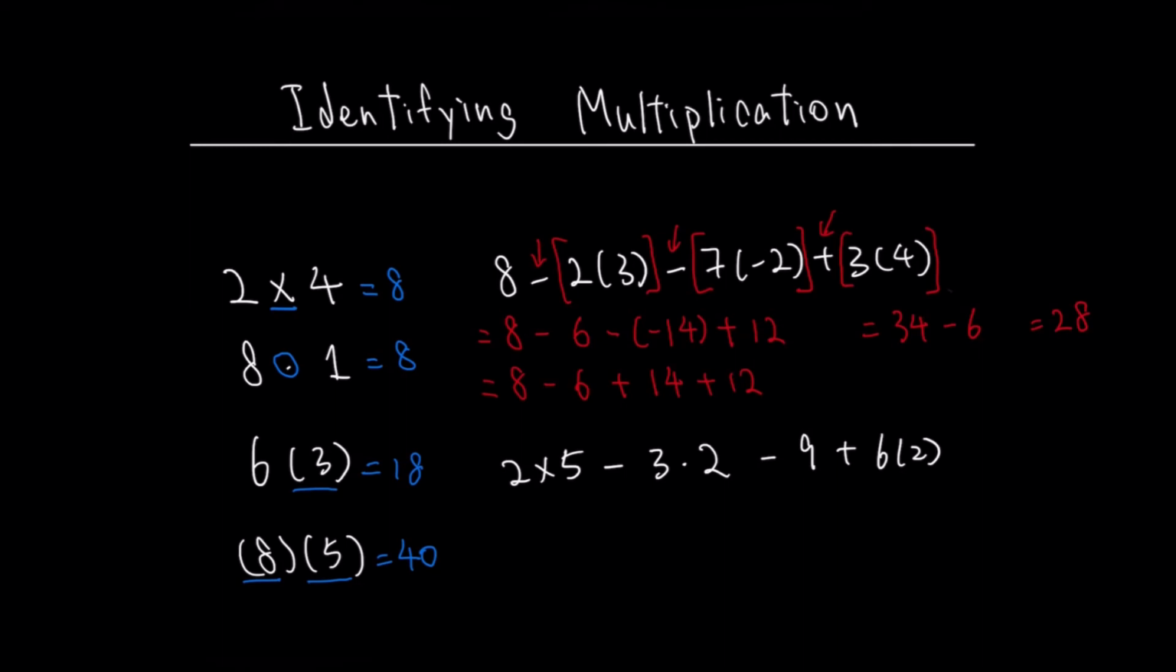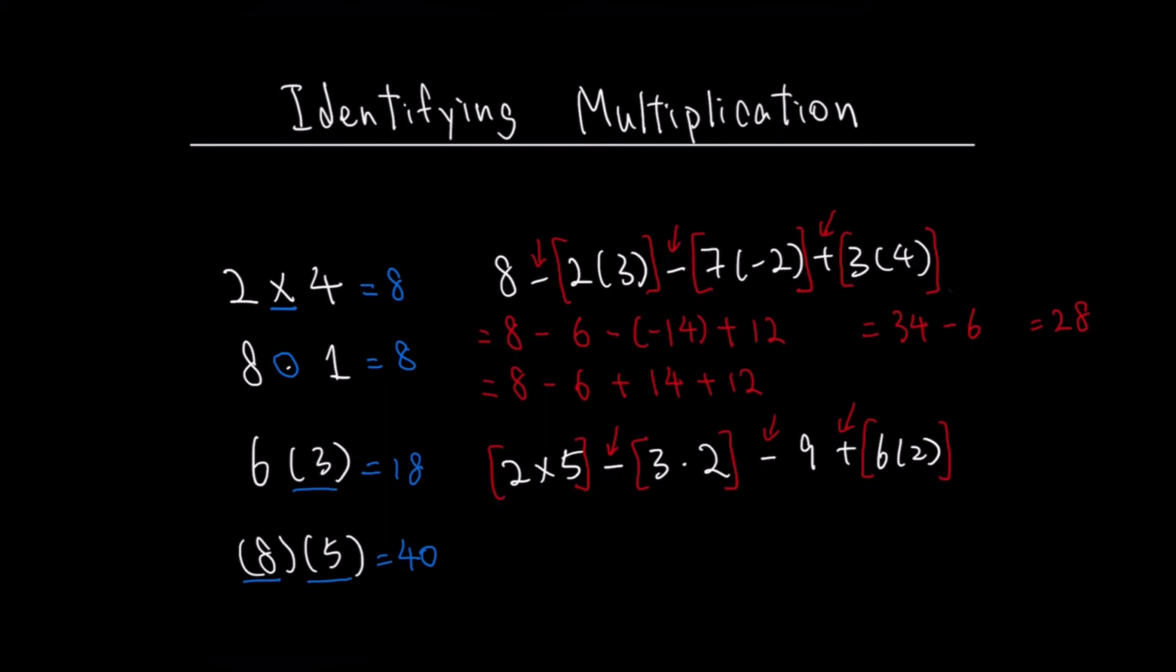Let's look at our second example here. We're going to again put brackets around our multiplication. So we have 2 times 5 with the times sign here, so 2 times 5. We have minus, and then 3 times 2, indicated with the dot, so 3 times 2. Minus 9 plus 6 times 2, so again, multiplication here. Now we have brackets around multiplication, and every sign in between is just an addition or subtraction sign.